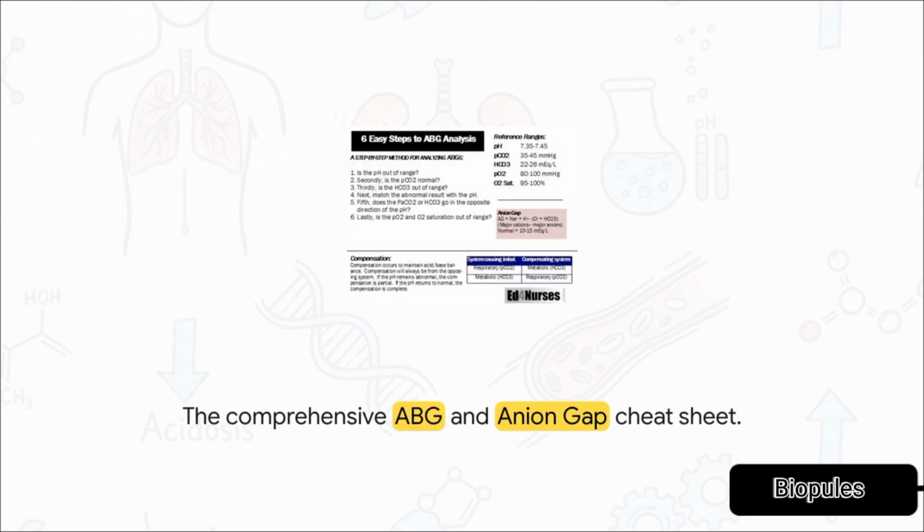As we wrap up this explainer, you can see how all these pieces fit perfectly together on this cheat sheet. We moved from the macro ABG steps right down to the micro anion gap formula. We started with a simple pH, worked our way through the respiratory and metabolic sides, identified compensation, and then deployed the anion gap to hunt down the exact acidic invaders hiding out in the blood.